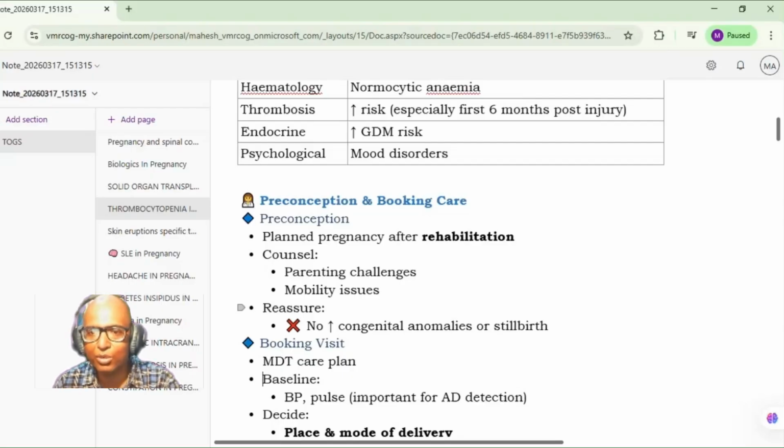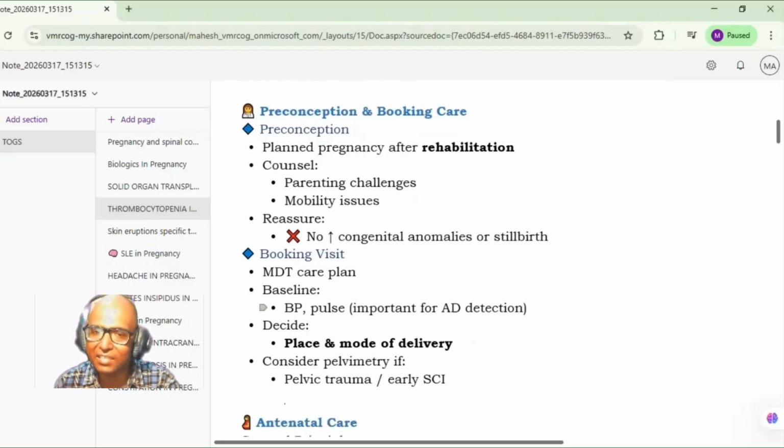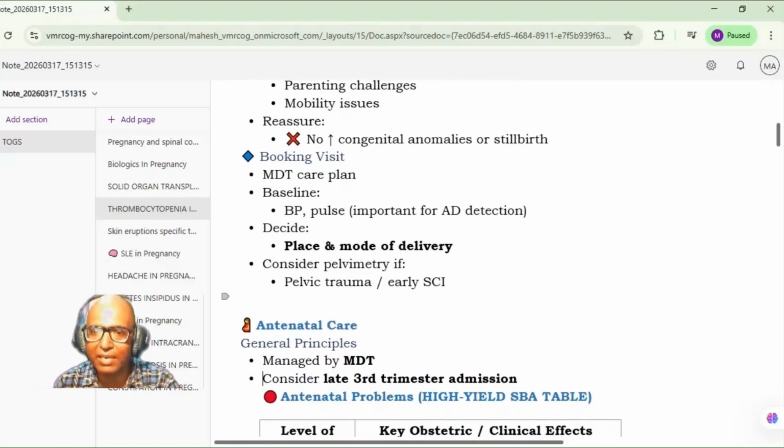Congenital anomalies are not going to increase, and the chances of stillbirth are not there. At the booking visit, there has to be multidisciplinary team involvement. Then baseline blood pressure and pulse are going to be very, very important because that will differentiate it from autonomic dysreflexia. Okay. And decide the place and mode of delivery. Consider pelvimetry if there is a pelvic trauma or early spinal cord injury.